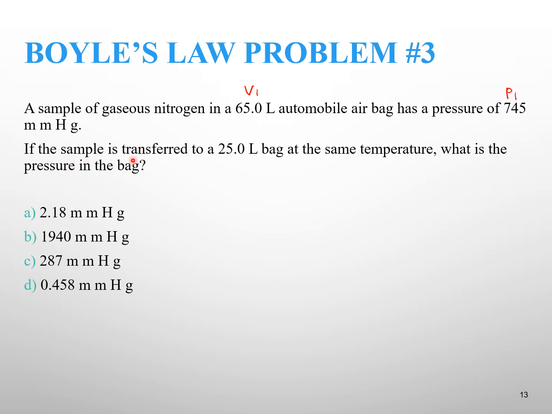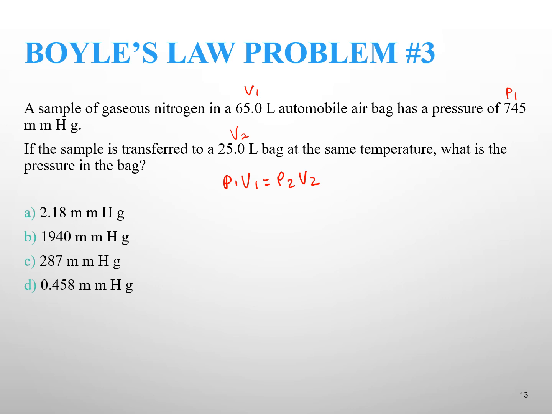And the sample is transferred to a smaller bag, a smaller volume, 25 liters this time, at the same temperature. So remember, we assume it's the same sample, right? So same number of moles and the same temperature. So only pressure and volume are changing. This is my new volume, so I'll call this V2. Okay, so now we have to solve for P2. So P1V1 equals P2V2. So we will go ahead and fill the numbers in, and we'll solve for P2.